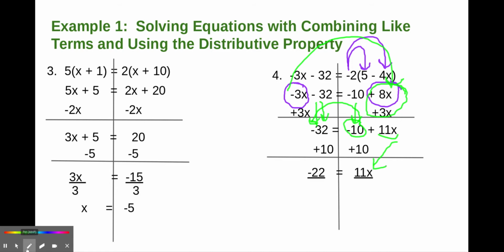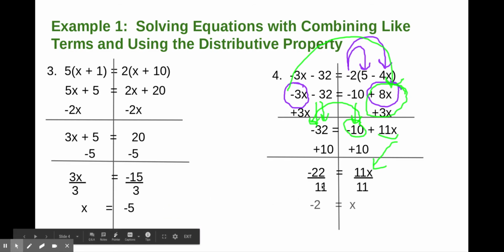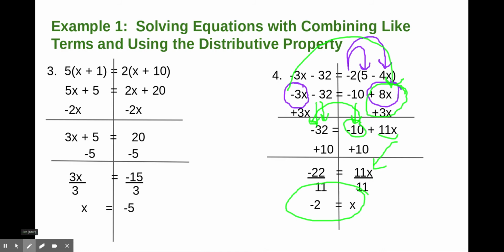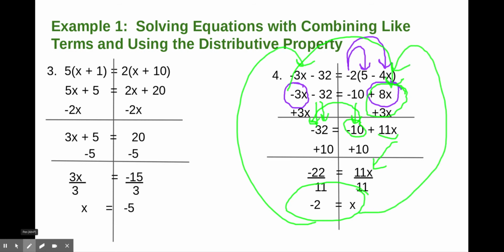Then my last step is to divide by my coefficient of 11. So I'm going to divide both sides by 11. And so your answer is negative 2 equals x. If you're unsure if you answered the problem correctly, you can always substitute it back in to double check your work. I have about 4 more problems to go through with you. If you want to start your assignment, you can continue watching this.